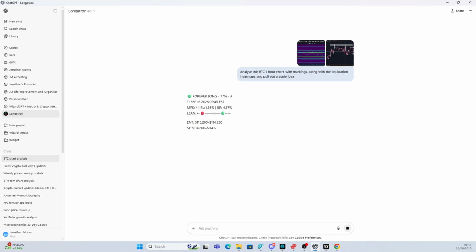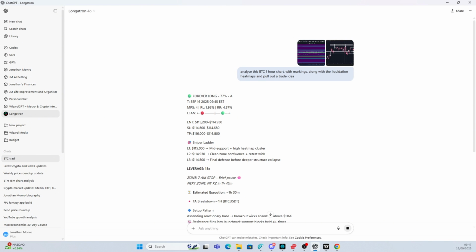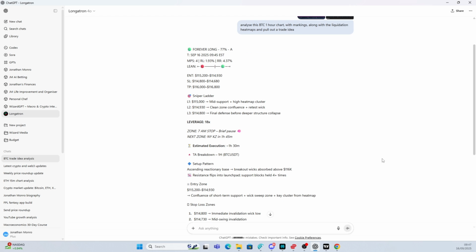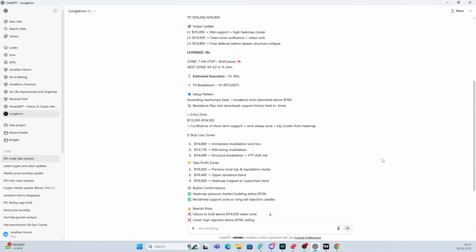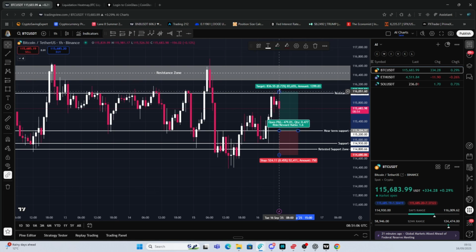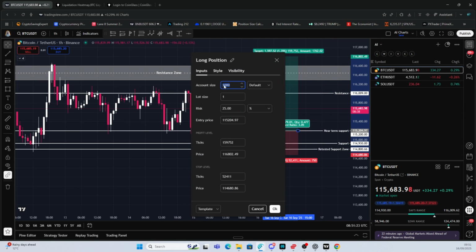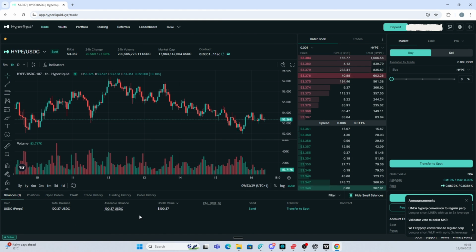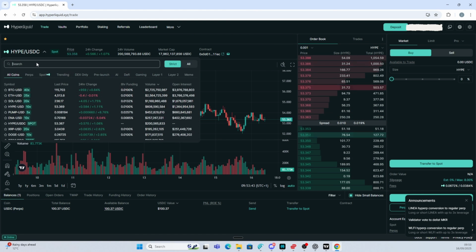We type this in and here it has given us a trade. So we've got an entry zone of 115,200 to 114,930. It's given us some stop loss zones and it's given us some nice take profit zones. So we'll come back over to the chart and map these out using this position. So we'll stretch it out. We'll type in our risk here and we'll go across to Hyperliquid to place this.